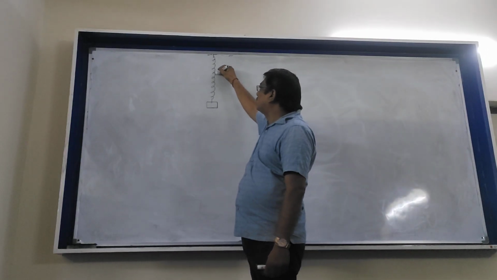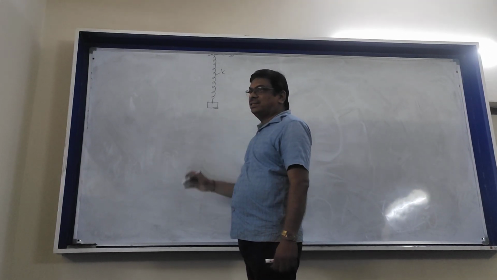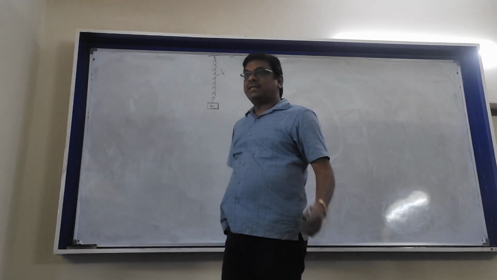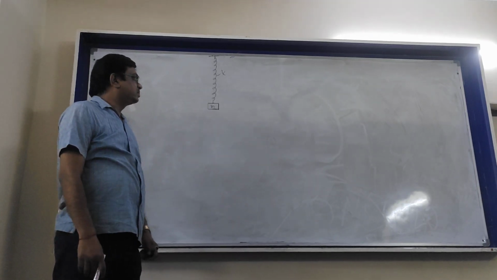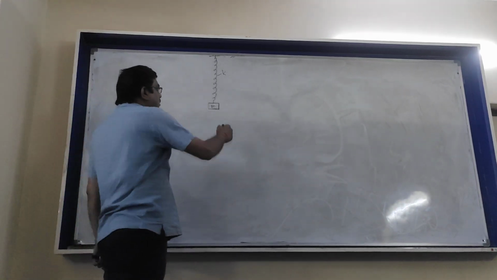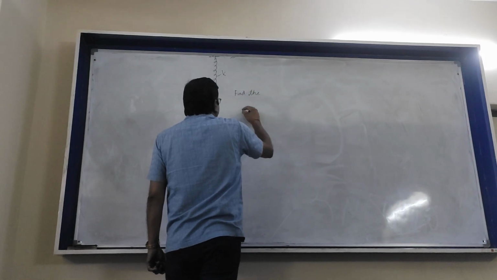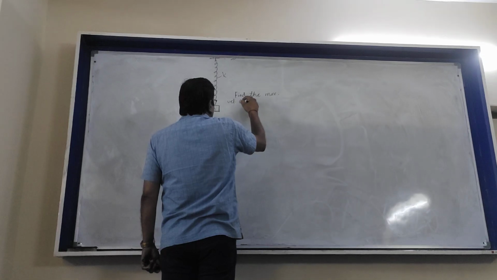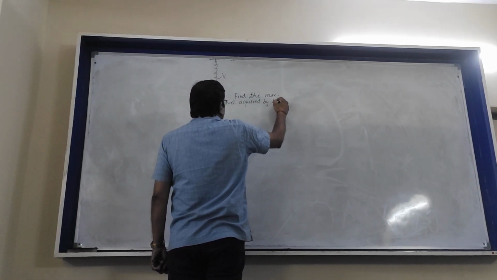Natural state or natural length, and the block is released. Block of mass m is released. They'll ask what is the maximum velocity acquired by the block. Find the maximum velocity acquired by the block.